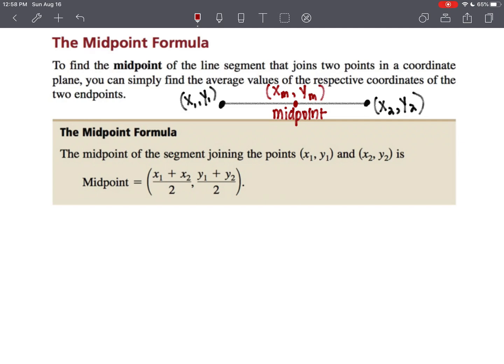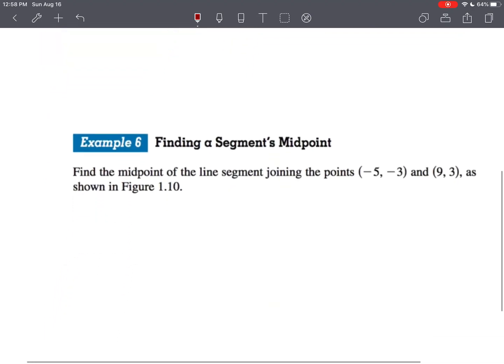Now, how do we figure out what this xm is for the x coordinate and this ym for the y coordinate of the midpoint? We find the average between the two values. So if I'm looking for the x coordinate of the midpoint, I look at the endpoints, I add the x's, divide by 2. Y coordinate of the midpoint, add the y's, divide by 2. It's a simple average. Halfway, an average between 2 points. So let me show you by example.